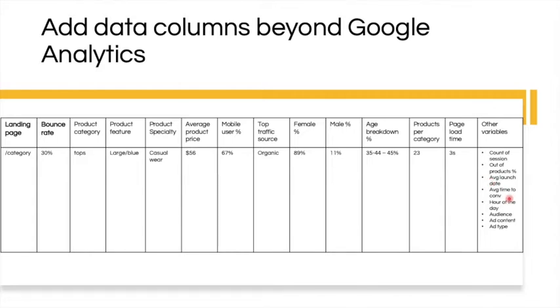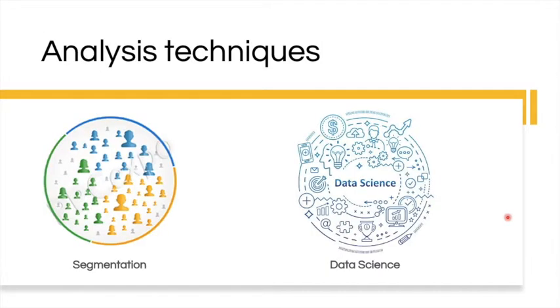And average time to conversion, and hour of the day, and audiences, ad content, ad types, a whole lot of variables you can map. So ideally for category pages you can map more than 20-30 variables, so that it will give a clear picture, and it will give some understanding of where the problem is and how the bounce rate differs from section to section. And then once you gather the required information, we need to do the analysis. We can do two types of analysis. We can do basic segmentation, and you can use data science.